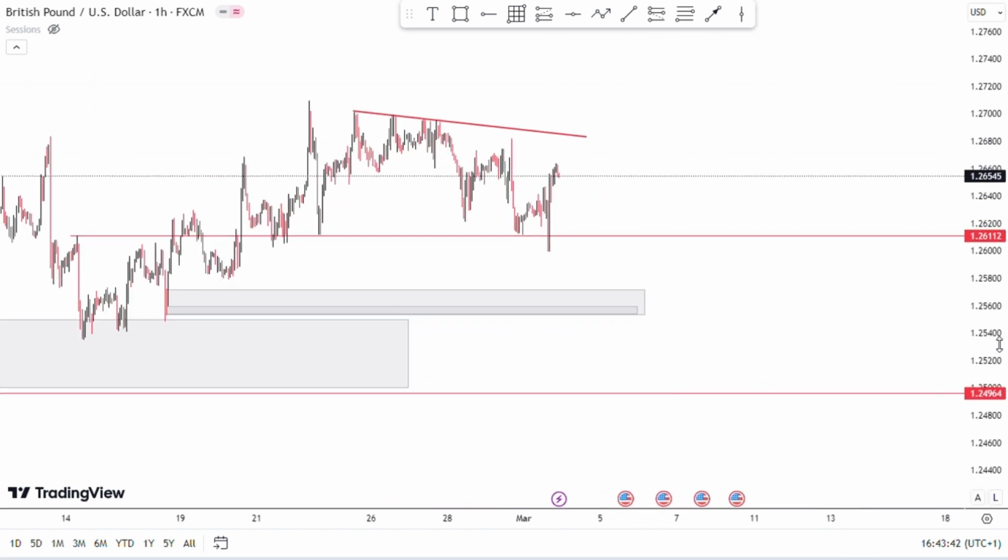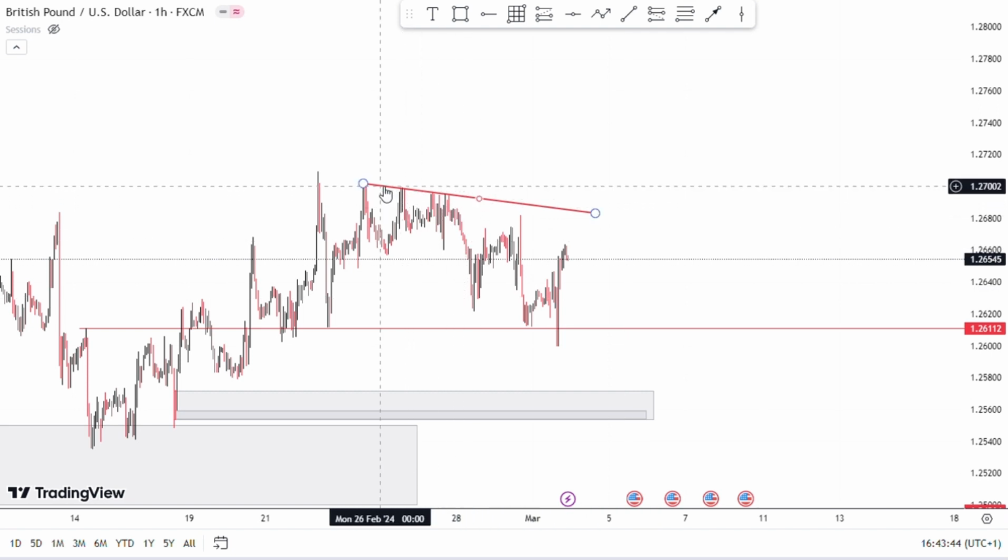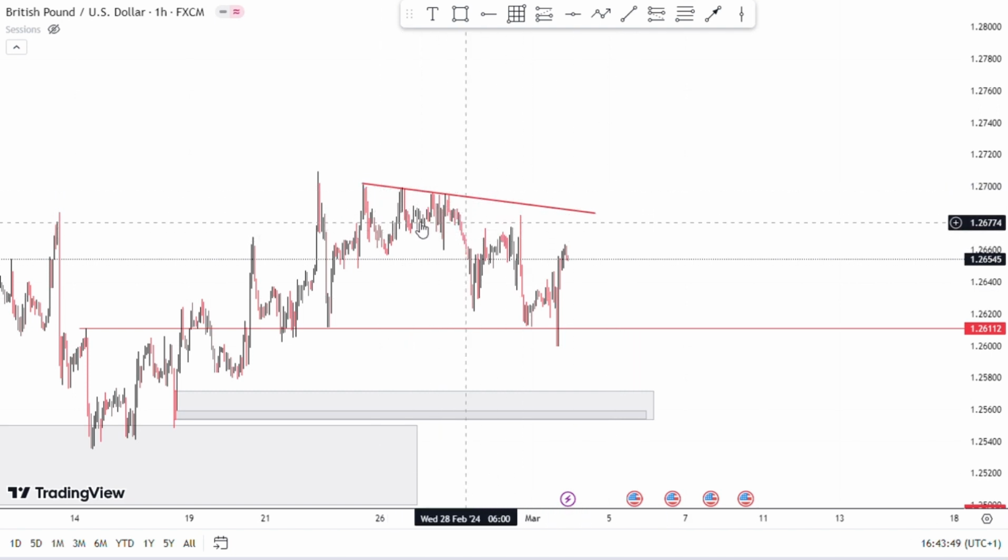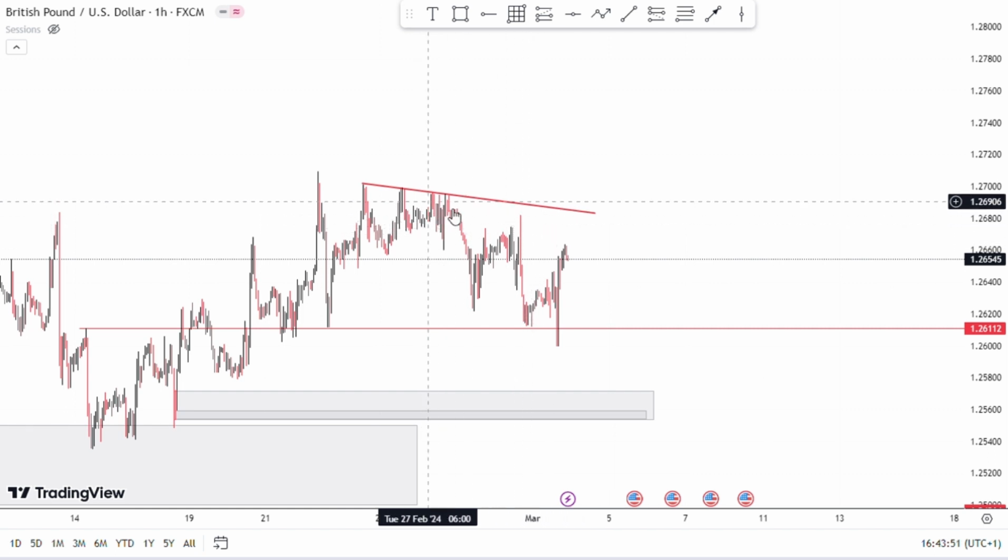Yeah. So you can see all this liquidity here. Price is going to go out for it, and then take people that are selling the market out of the trade, you understand?